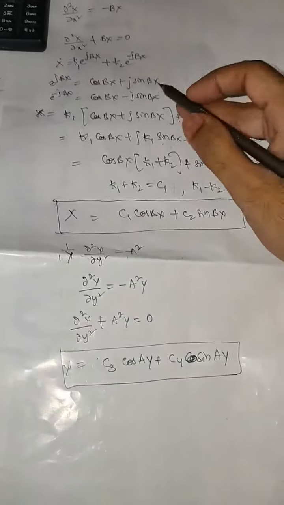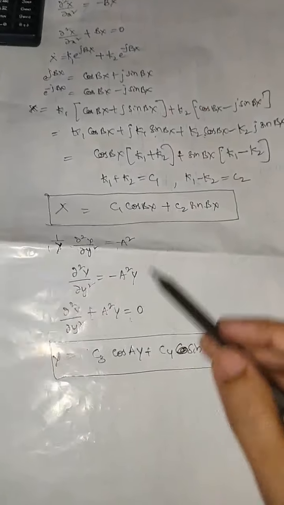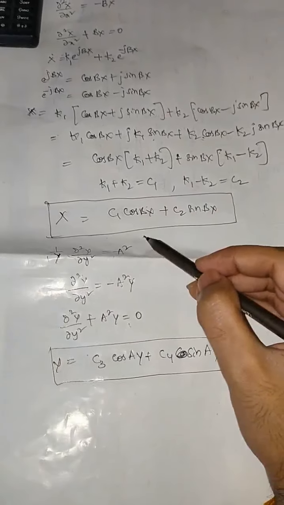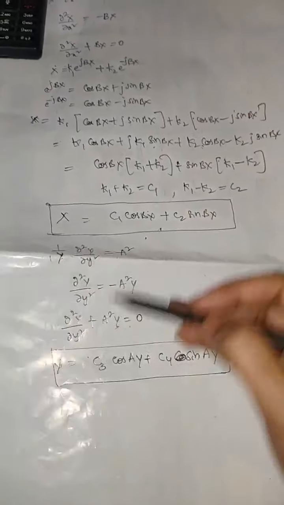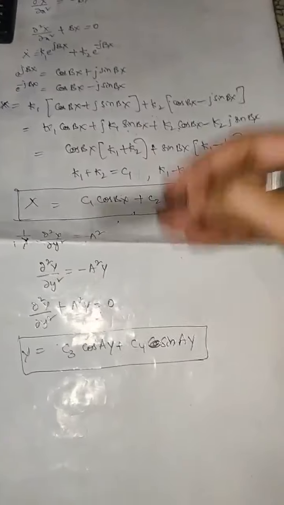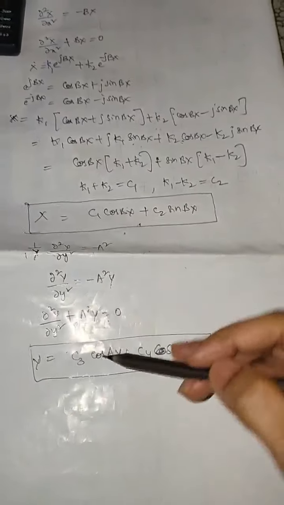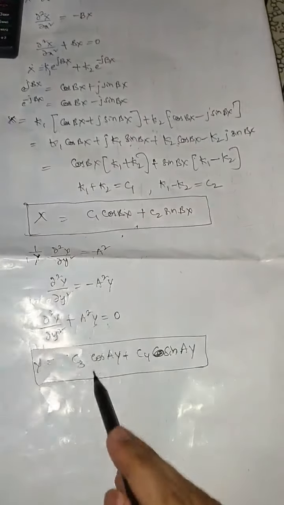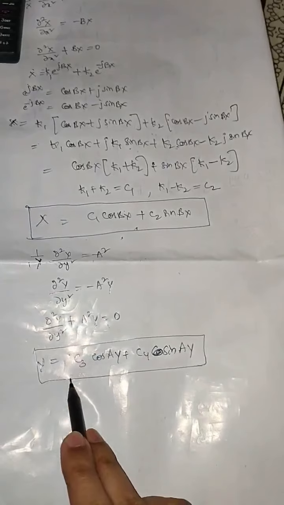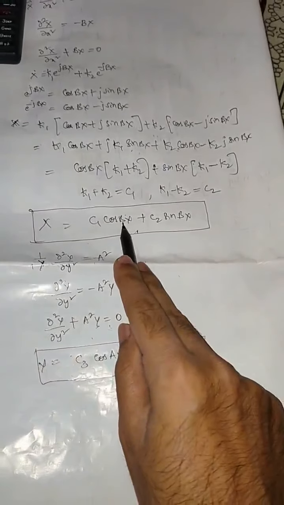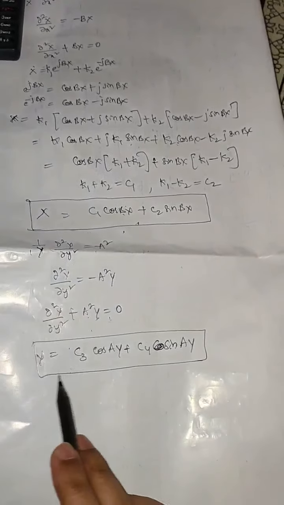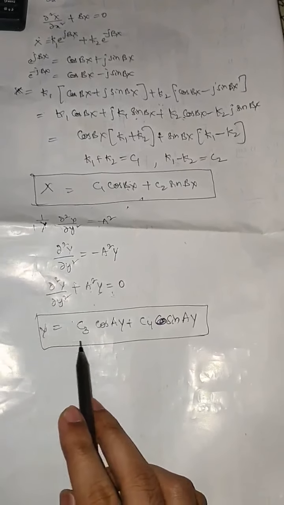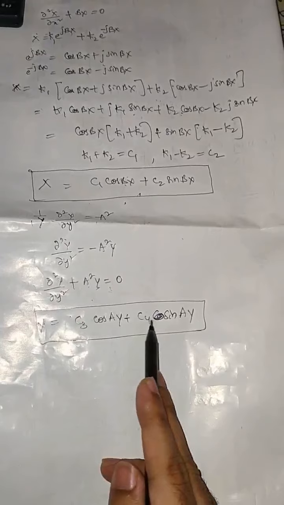I am not doing this whole calculation, simply I am writing Y because I have already solved for the X solution. You can observe that these two equations are similar, so that's why I have written it in the same manner as the X solution. I have replaced x with y, and in the terms of the a and b values, I have replaced b with a. So the Y solution we got is Y is equal to c3 cos ay plus c4 sin ay.